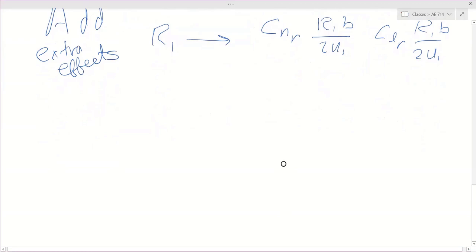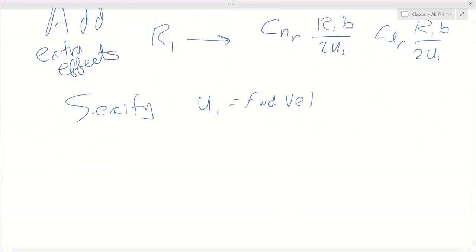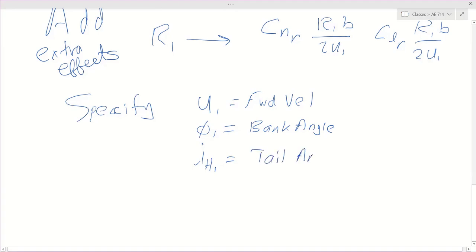All right, to recap what we said up there, we're going to specify the forward velocity, the bank angle, and the tail setting angle. So that's what we did to knock out those unknowns, and they make sense.